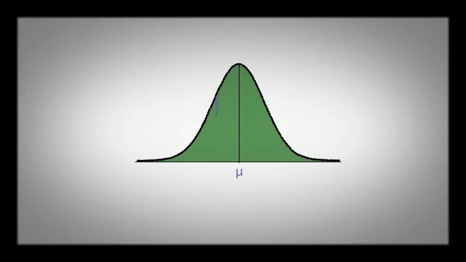A sample mean can be anywhere within this green area. For sample mean, I use the notation x bar. The value of the sample mean can be above the population mean. It can also be below the population mean. And there's a probability that it will show up somewhere. The sample mean will be somewhere in this green area.